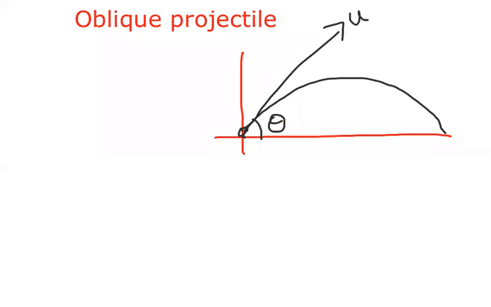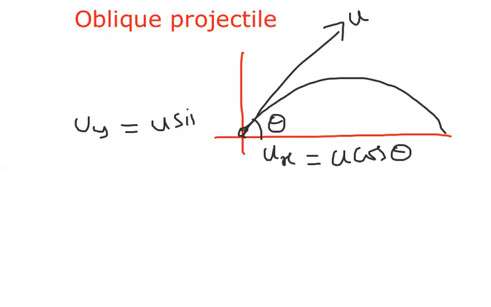Now, you know how to resolve a vector into components. If you resolve that velocity u into components, in the horizontal direction I can write ux as u cos theta, and uy is equal to u sin theta. So I resolve the initial velocity in the horizontal direction as u cos theta and in the vertical direction as u sin theta.